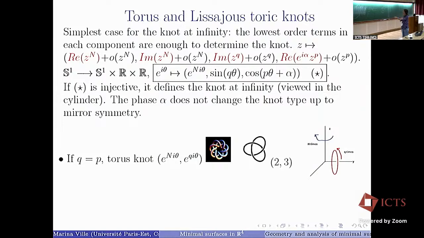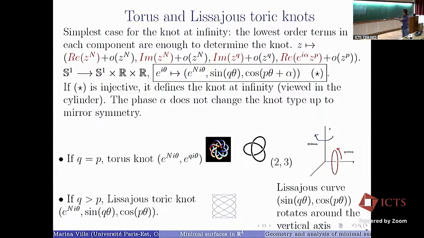And so when Q is different from P, we have something similar, but instead of a circle, we have a Lissajous curve. A Lissajous curve is a curve whose components are trigonometric functions. So our parameter moves around this curve, and this curve is vertical. And while it moves around this curve, the curve is rotated around the z-axis. And so this is just an example.